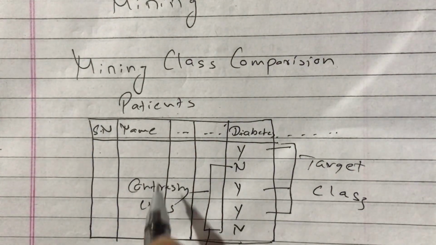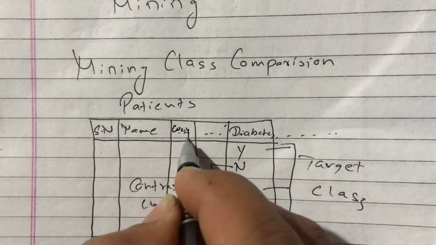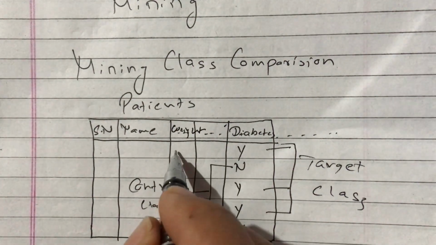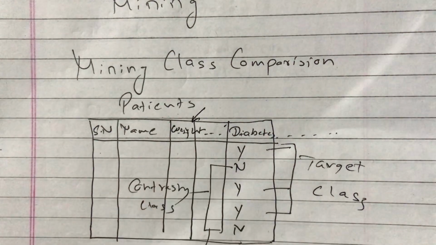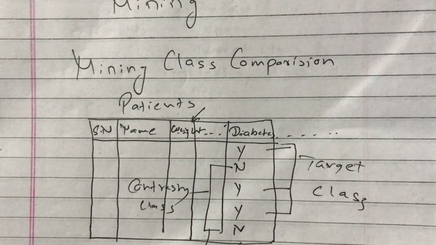Suppose you have a weight attribute here, then maybe you can find out if the weight of the patient is a risk factor or not. You can see if the patients with diabetes have weight greater than some value, and determine whether weight is a risk factor. Other things will be their diet habits, their exercise routine, and things like that.